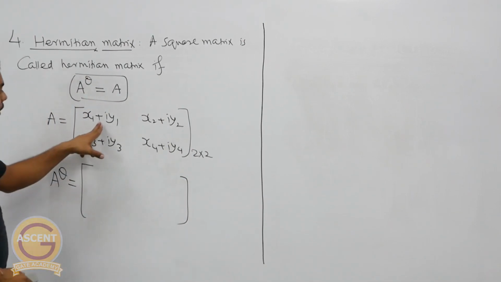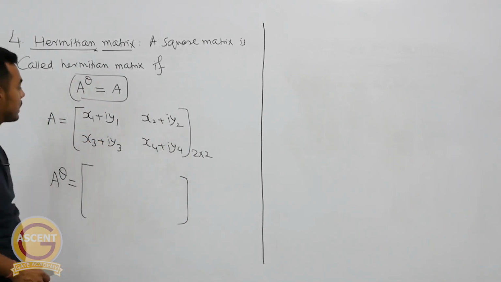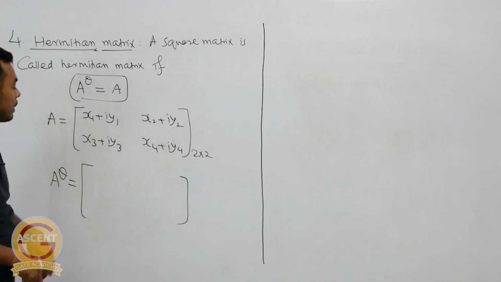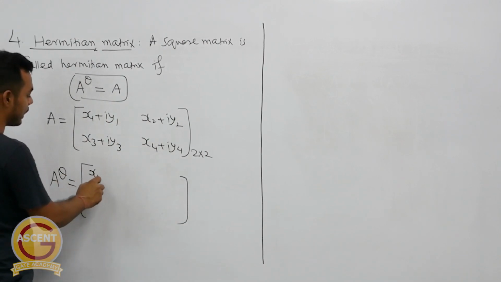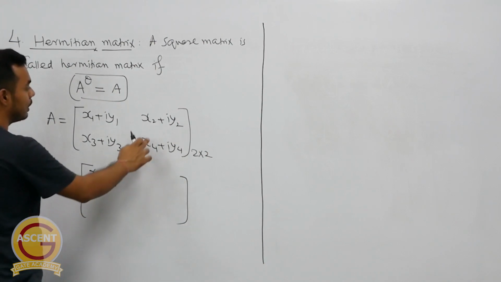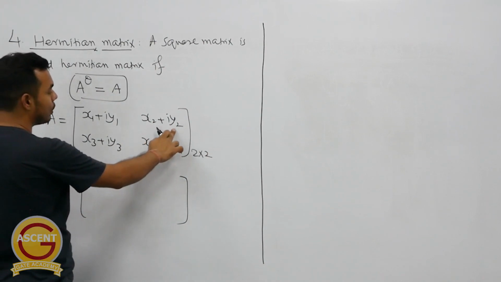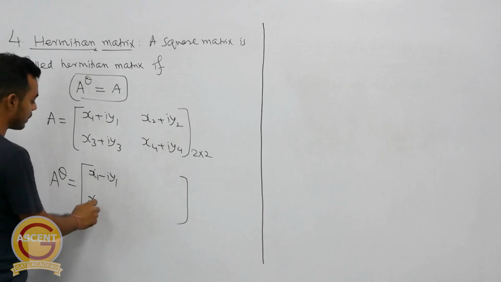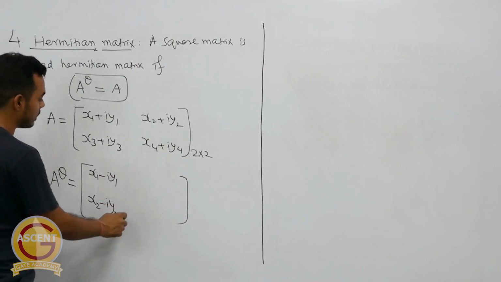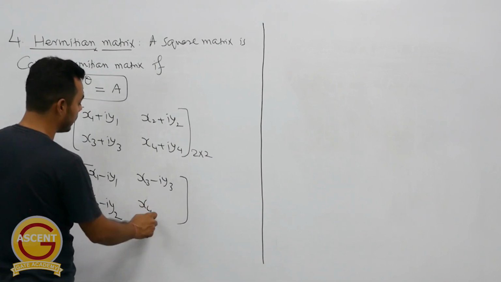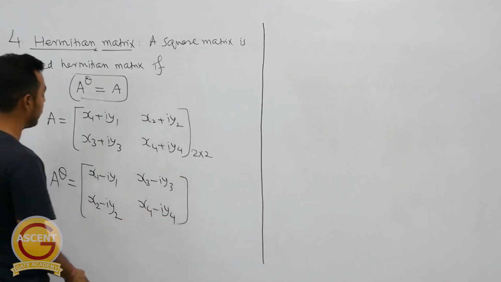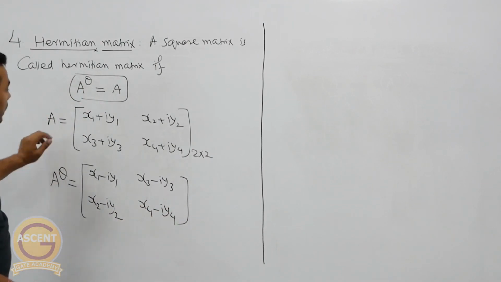So this plus sign will change into minus, and then we have to take the transpose of the matrix. So you can easily see that the conjugate transpose of this matrix will be x1 minus iota y1, this element will be x2 minus iota y2, and then we have to take the transpose. So I will get this element here. Similarly, our second column will be x3 minus iota y3, x4 minus iota y4. So this matrix is nothing but the conjugate transpose of matrix A.